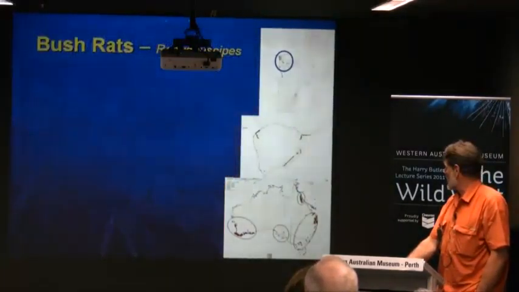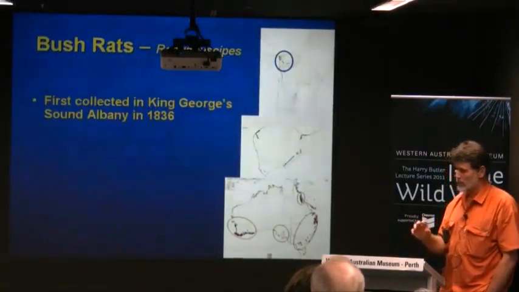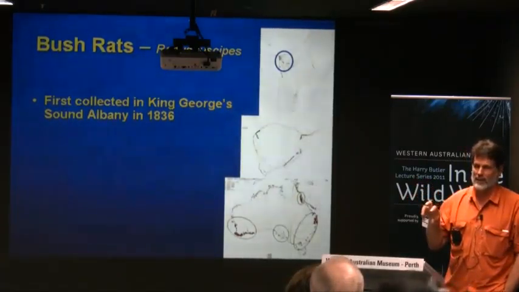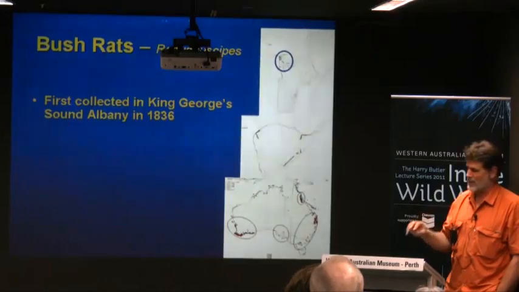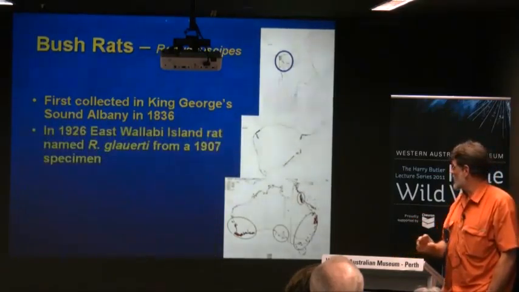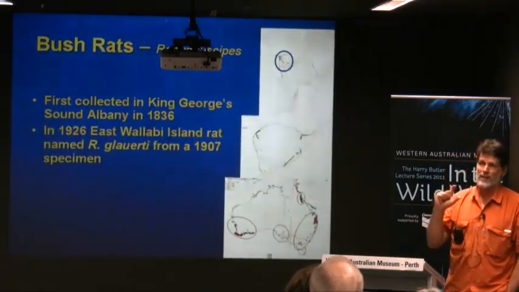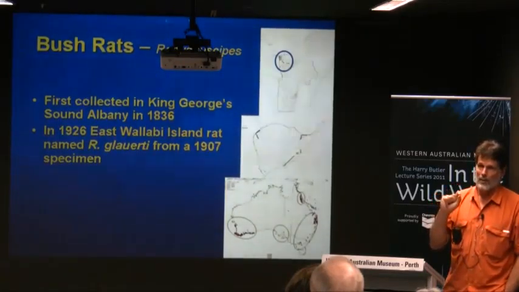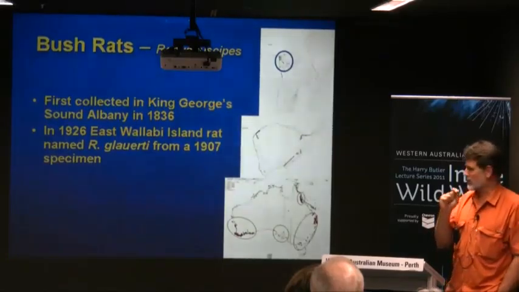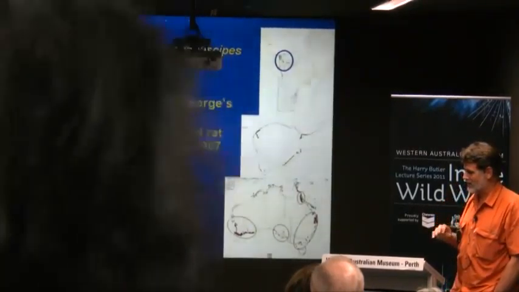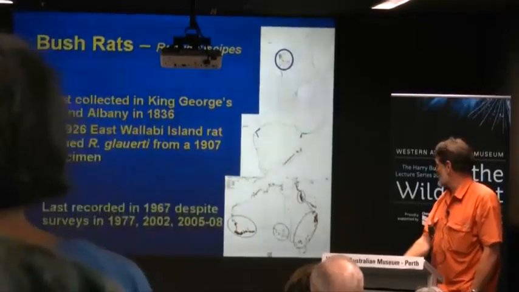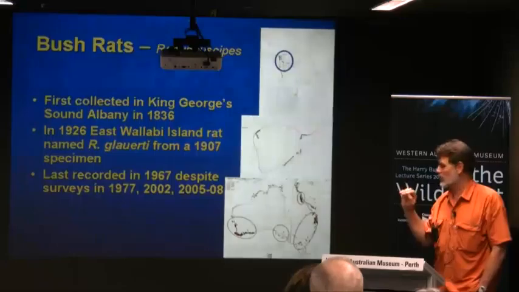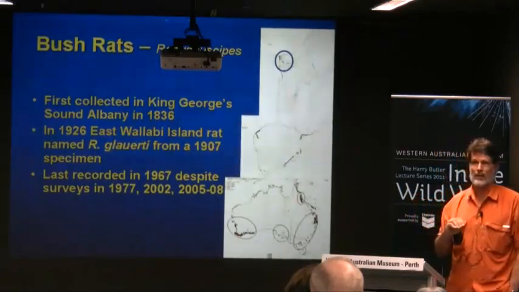So the sad story about the bush rat, as we know it in the Australian context, was first collected down around Albany and named Rattus fuscipes by a later description. In 1826, the population on the East Wallaby Island was called Rattus glauti and consequently has its own systematic status. Subsequent surveys in 1977, 2002 and subsequently have shown that that population now no longer exists.